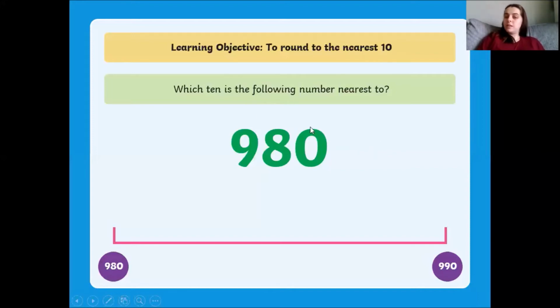Okay, so that's already a 0. So if I had 980, my options are 980 or 990. This one's really straightforward. It's already rounded to the nearest 10. If I was to put it on the number line, obviously it would be there. So this number couldn't be any closer because it's the same number. So this number, rounded to the nearest 10, is 980. That one's very, very straightforward because the number you've been given is 980. It's to the nearest 10 to start with anyway.